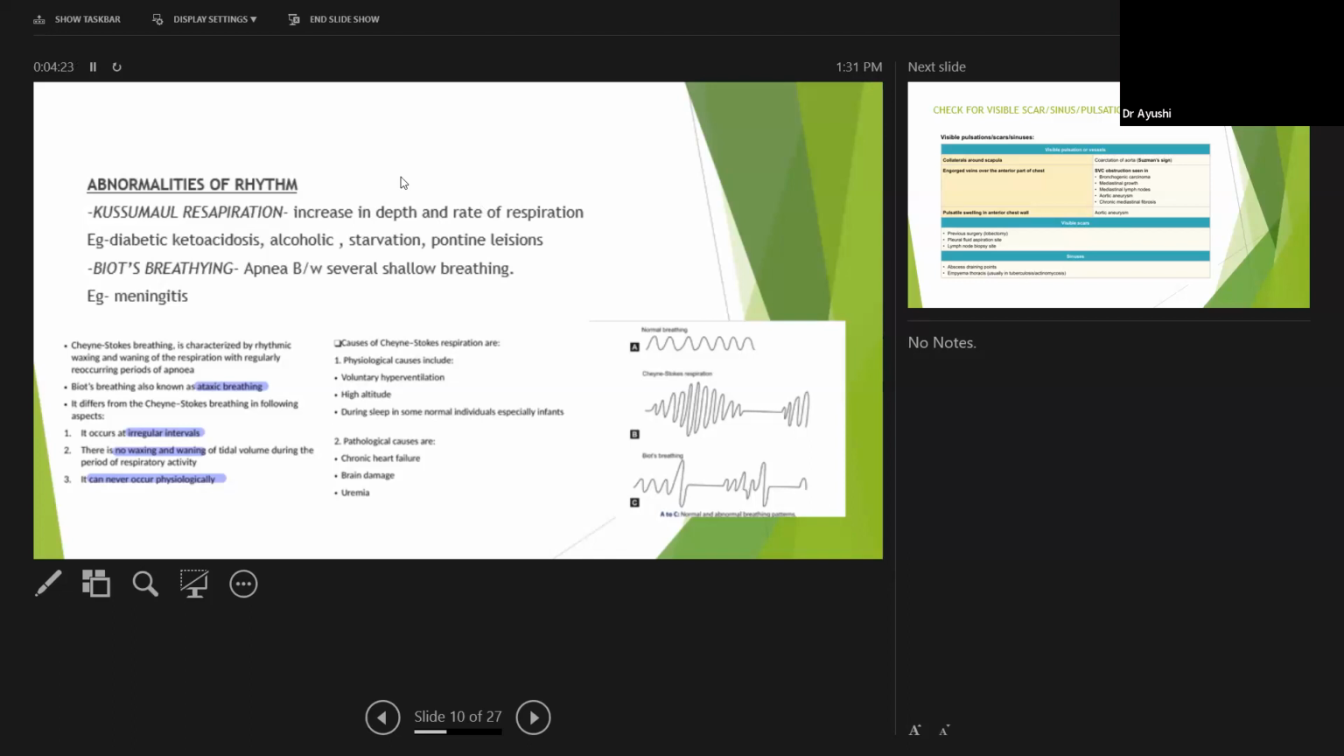And we have Cheyne-Stokes breathing. It is characterized by rhythmic waxing and waning of respiration with regularly recurring periods of apnea. In diagram B, it is visible: waxing, waning, and then we have a period of apnea. Cheyne-Stokes breathing is seen in physiological causes like voluntary hyperventilation and high altitude, and pathological causes are chronic heart failure, brain damage, uremia.